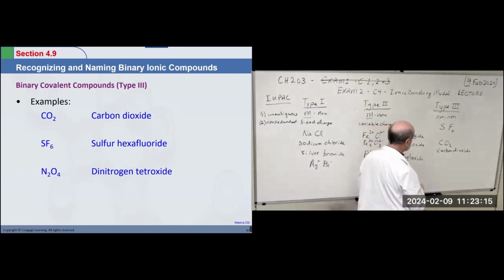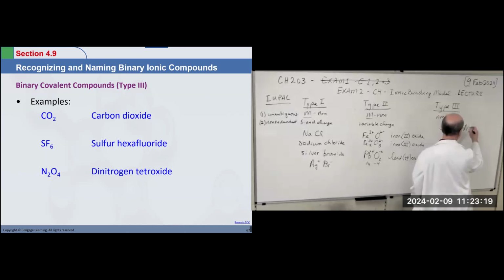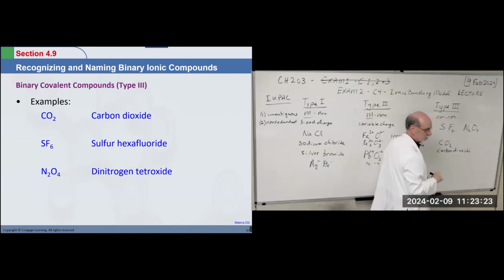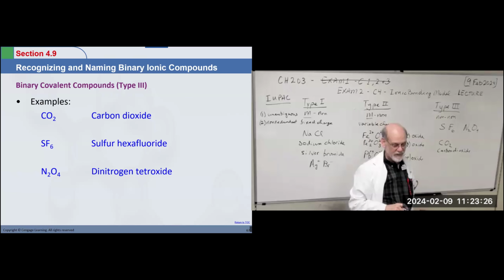Or if they were going to do dinitrogen tetroxide. Dinitrogen tetroxide. That's the formula.